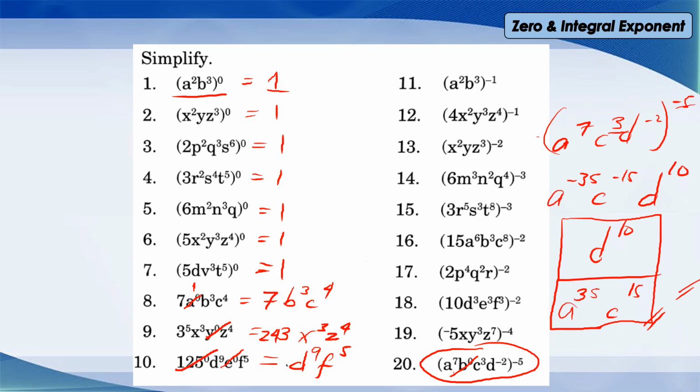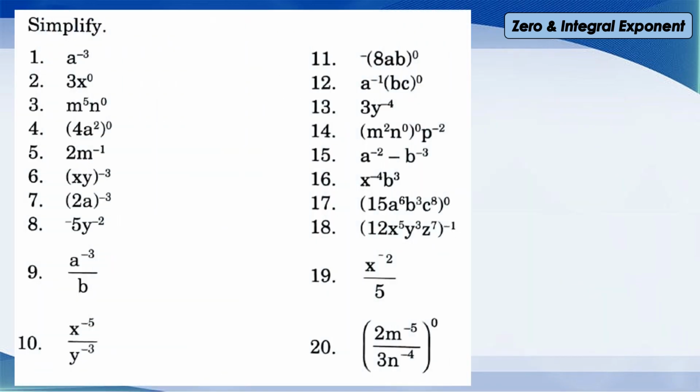Medyo madali lang siya. Basta familiarize nyo lang yung sarili nyo sa laws of exponent. Kapag negative, i-reciprocal natin. Saka natin ilalagay. Kapag nasa baba, itataas natin. Kapag nasa taas naman, ibababa natin. Then kapag naman meron tayong zero exponent, magiging 1 na yun. Automatic 1. Okay, let's try solving this one again.